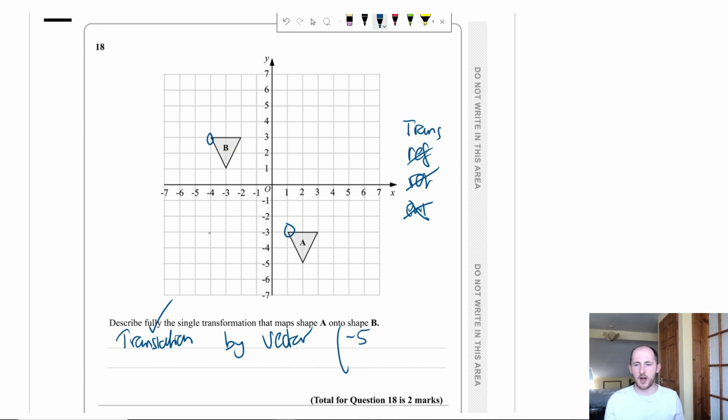And then how far up do we go? So we go 1, 2, 3, 4, 5, 6 up. Okay, so remember, 5 left, 6 up. Now the bottom number in a vector tells you how far up and down you go. Positive means you go up, negative means you go down. Okay, so in this case, we're going to do 6 up. That will get you your second mark.